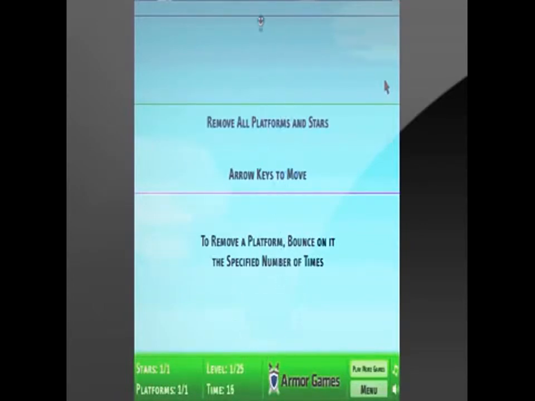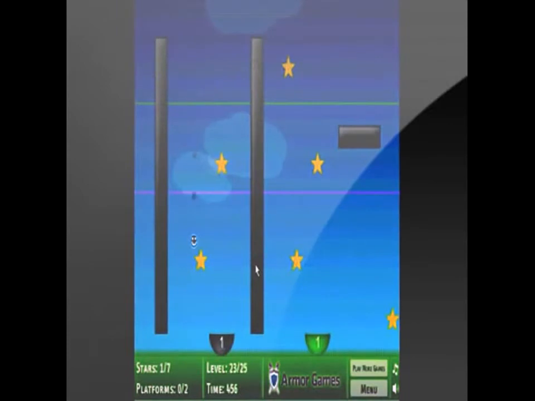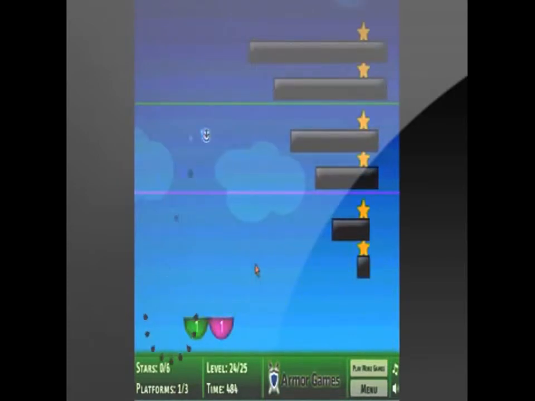Today we got for you Eenie Bounce by K-Champ Games. This is a puzzle slash skill game where you bounce a smiley face off the platforms while collecting stars. You must eliminate all stars and platforms to pass a level.